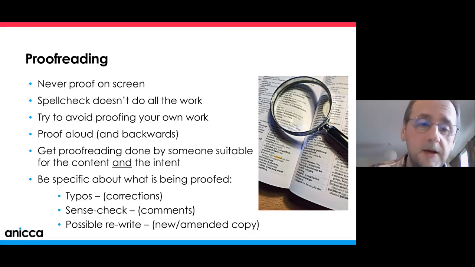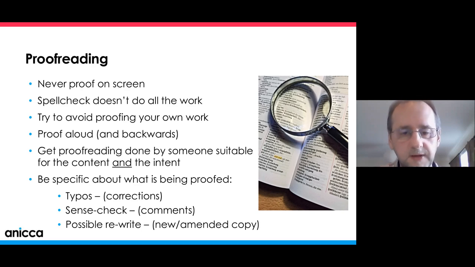If you can, get proofreading done by someone else who is suitable for both the content, the understanding of it, and the intent of your content. What are you trying to achieve? And they should feed back to you on whether that has been achieved.